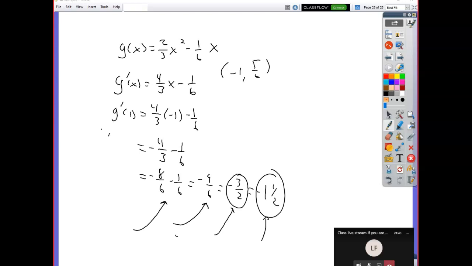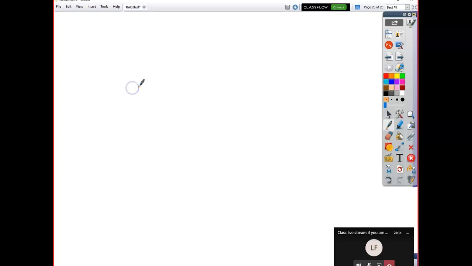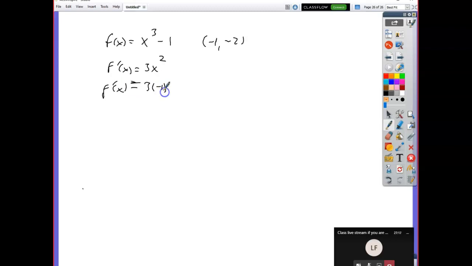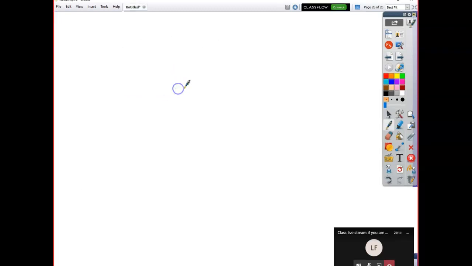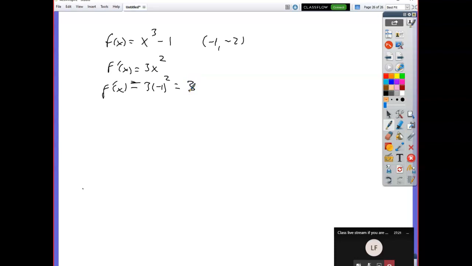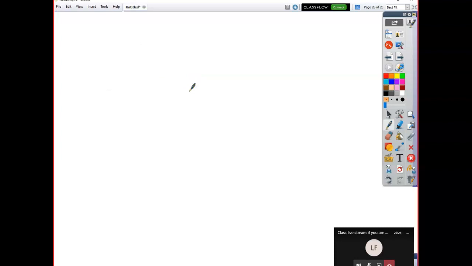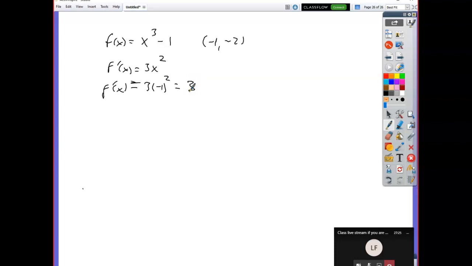Leaving it on. Put it back off. That gives me 3 times -1 squared. It's going to give me just 3, agreed? All right. So now I have my slope and I have a point.